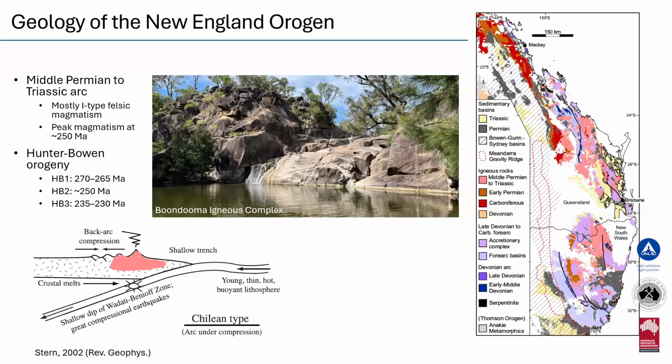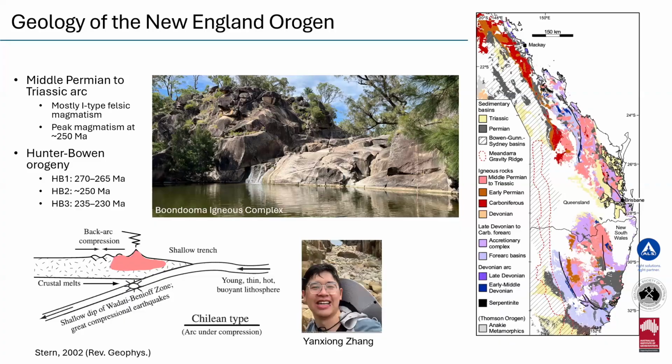During that period, we also have those pulses of Hunter-Boyne deformation. They occur in pulses. It's not continuous deformation. We call them Hunter-Boyne 1, 2, 3. First, the onset of Hunter-Boyne in the middle Permian, then the second stage of the Hunter-Boyne orogeny, and the final stage at around 235 to 230 million years ago, in the late Triassic. And Yan Xiong, who is here, is doing his PhD mainly on the Permo-Triassic belt.